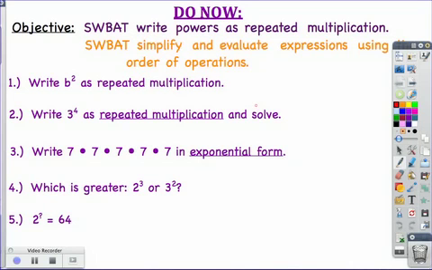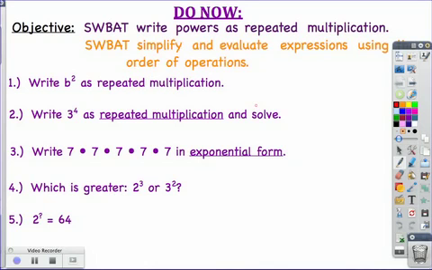After this lesson, students will be able to write powers as repeated multiplication, and students will be able to simplify and evaluate expressions using the order of operations. Pause the screen until you've completed the Do Now. Then you can resume to see if you got the right answers.